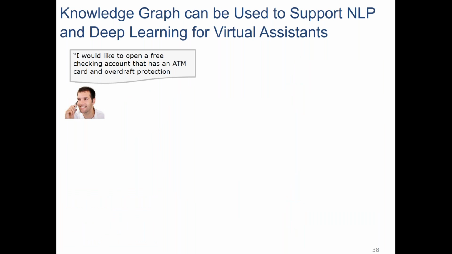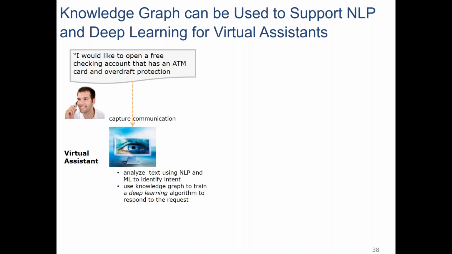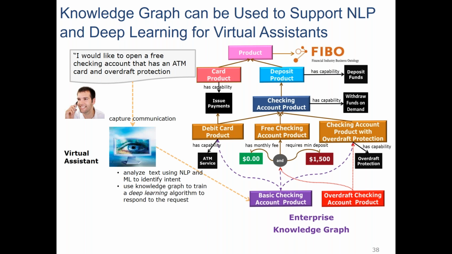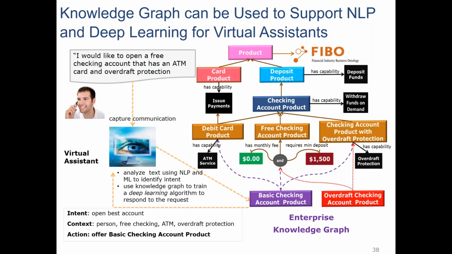So also, FIBO driving enterprise ontologies could be used for enterprise knowledge graphs that could support chatbots and virtual assistants, where the information can be captured from a communication into a triples form. It could also then be used to iterate through a graph to return various answers. In this case, the customer is asking for a kind of product that would meet a specific set of needs, and an enterprise knowledge graph based on FIBO is certainly a way to do that.